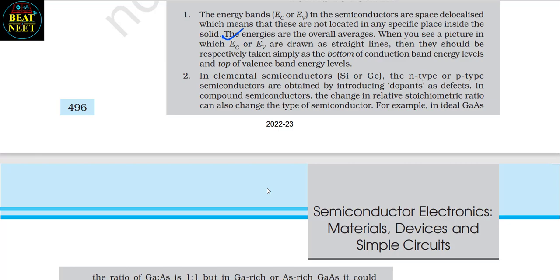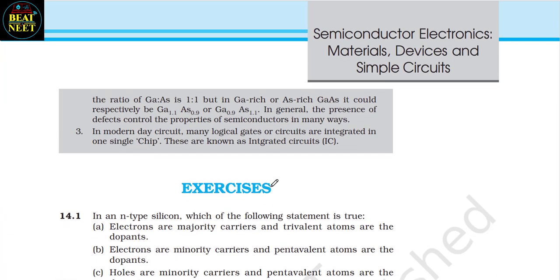In elemental semiconductors Si or Ge, the N-type or P-type semiconductors are obtained by introducing dopants as defects. In compound semiconductors, the change in relative stoichiometric ratio can also change the type of semiconductor. For example, in ideal GaAs, the ratio of Ga and As is 1:1, but in Ga-rich or As-rich GaAs, it could be respectively Ga 1.1, As 0.9 or Ga 0.9, As 1.1. In general, the presence of defects controls the properties of semiconductors in many ways.